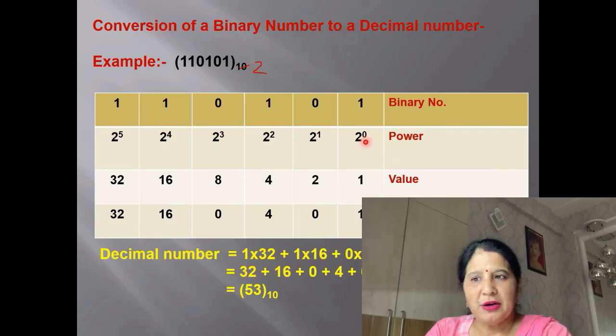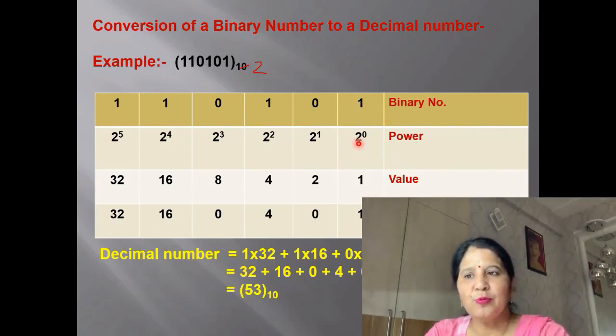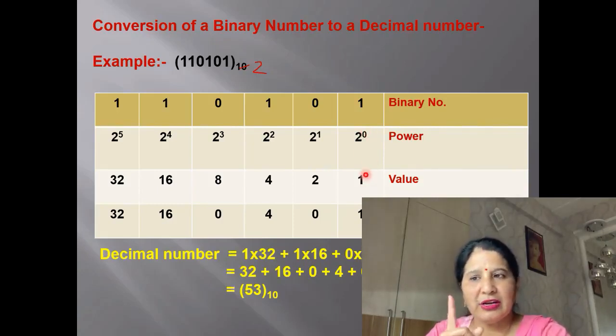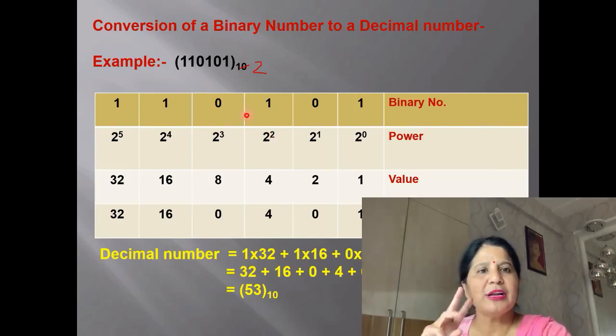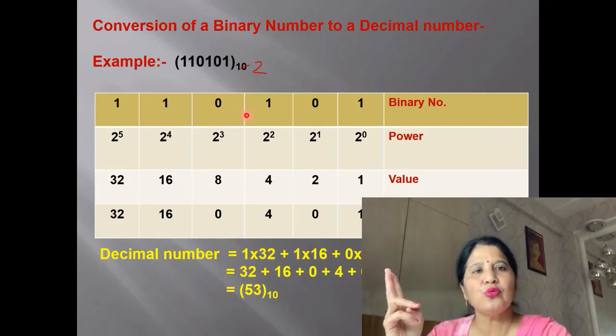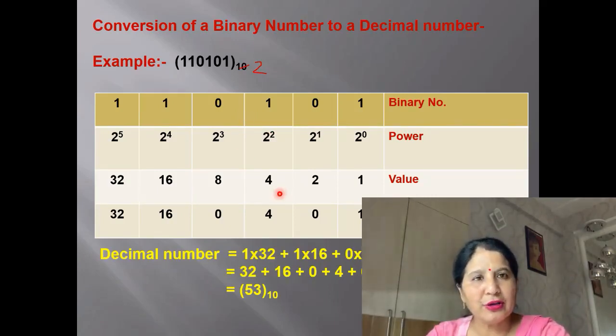Now we will change the power into a value. If any number's power is 0, it means the number is 1 only. So 2 power 0 means 1. We will write 1 here. Now 2 power 1 means 2, so we will write 2 here. Now 2 power 2 means we multiply 2 by 2, so 2 times 2 is 4. So we will write 4 here.